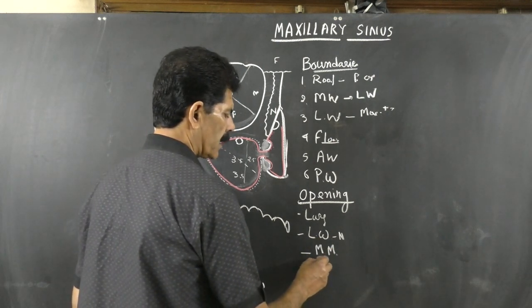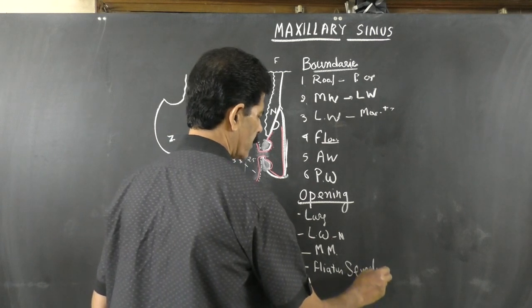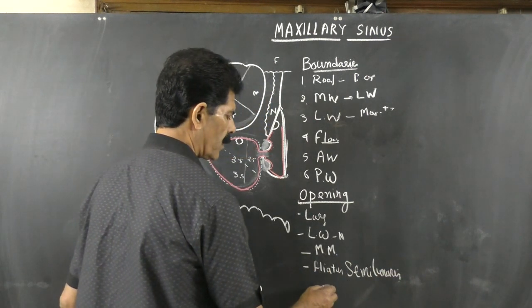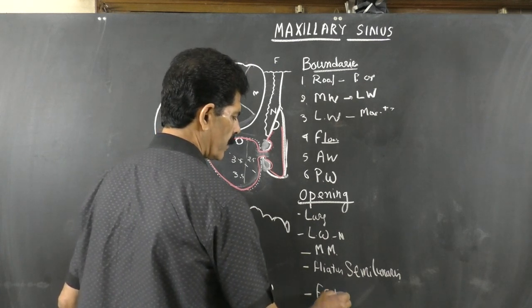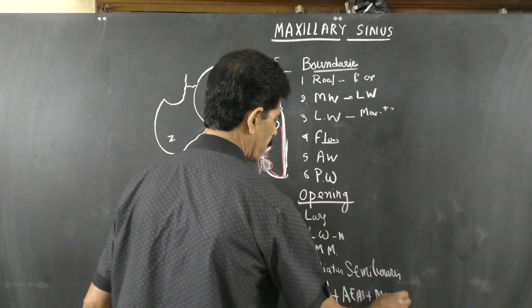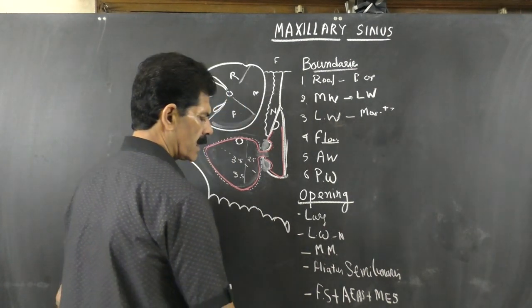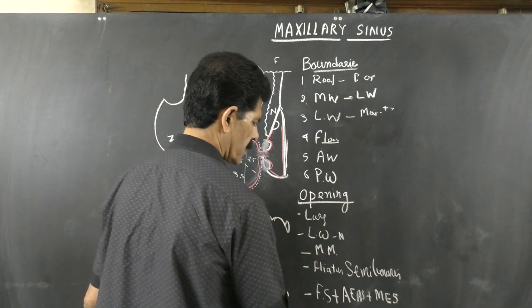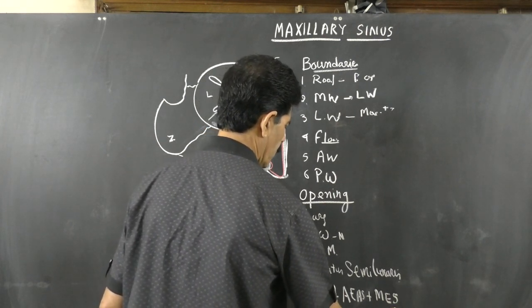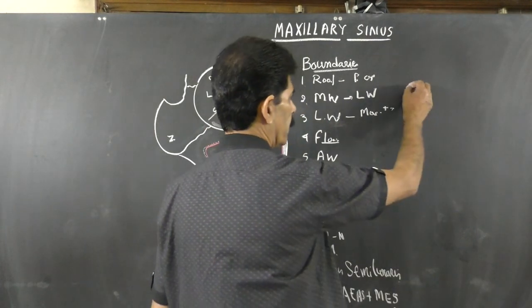And in the middle meatus there is a hiatus semilunaris. In this hiatus semilunaris there are the openings of the frontal air sinus, the anterior ethmoidal air sinus and the middle ethmoidal air sinus. So all the openings are present in the hiatus semilunaris, and it is covered by the uncinate process of the inferior concha, which itself is a bone. And it opens into the lateral wall of the nasal cavity.